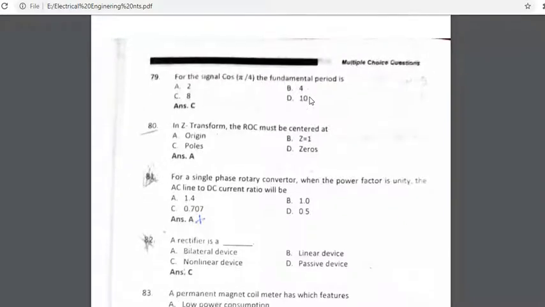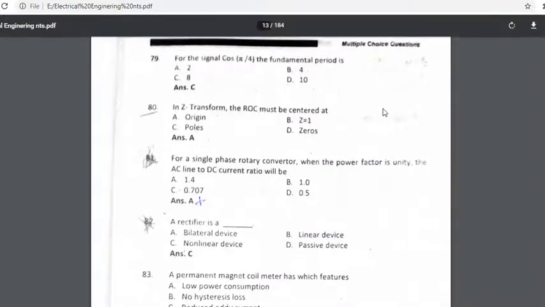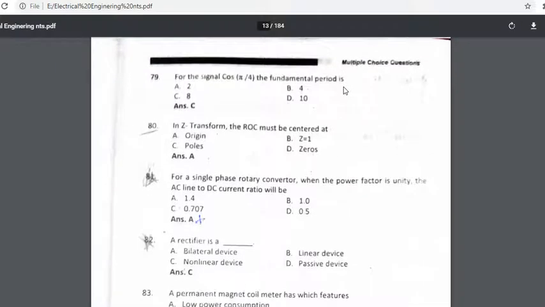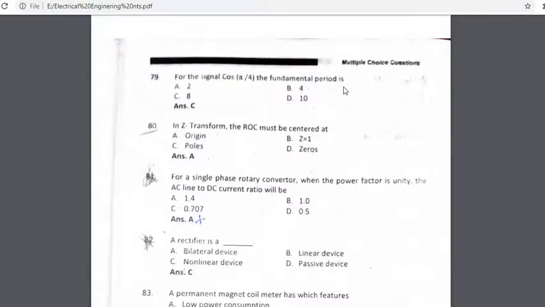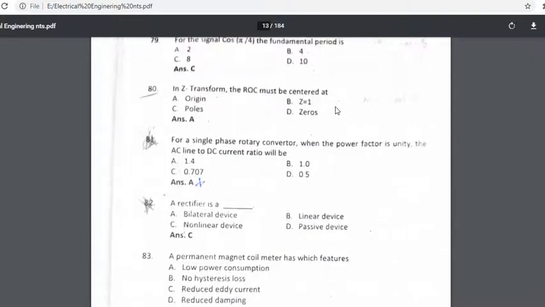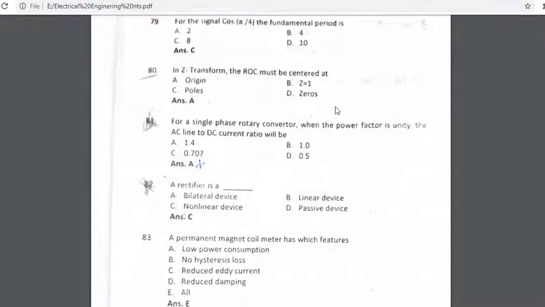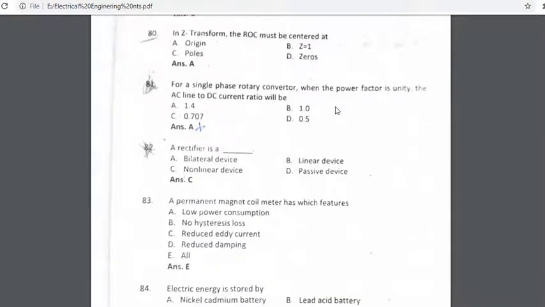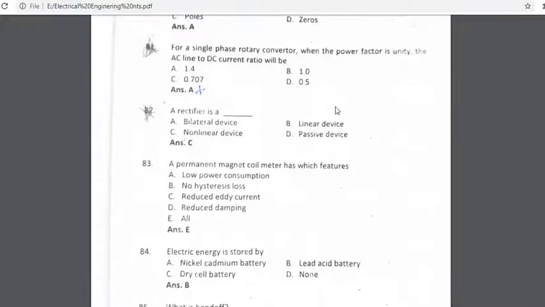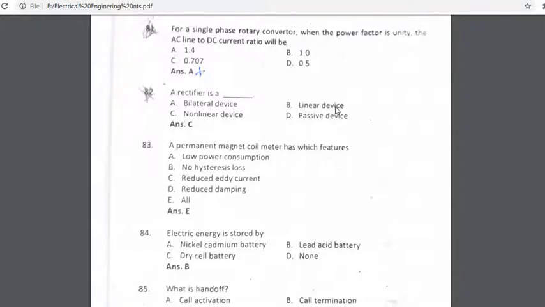So for the signal of cos of pi t, you have to equate it to 2 pi f. Then you will have the fundamental period as 1 over f. Z transform ROC will be centered at origin. Single phase rotary converter power factor is unity. Then you will have 1.4 DC current ratio. Rectifier is a non-linear device.